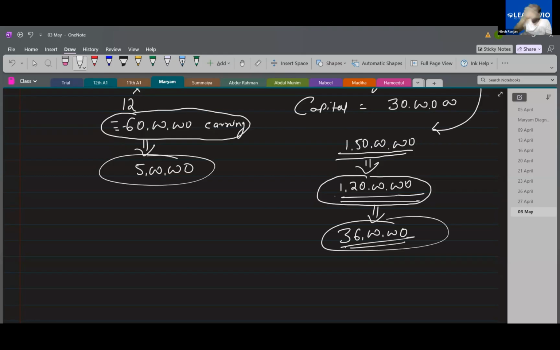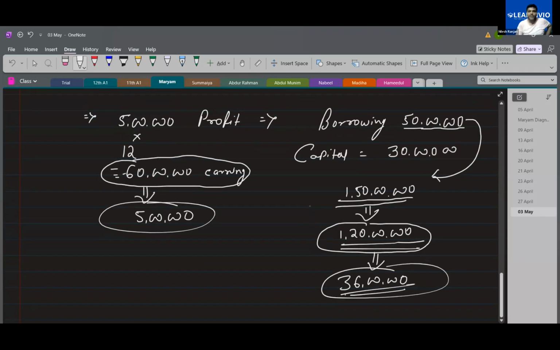So all of his lenders who had given the loan came to ask the money back, most of them came to get the money. Now, after payment from the capital and some of the savings that he made, he was able to pay only 50 lakh of borrowings. Still there is a balance of 80 lakh.